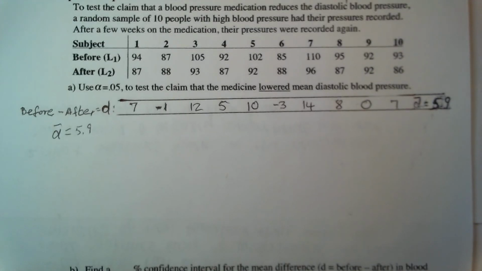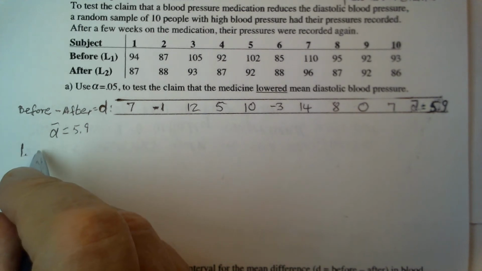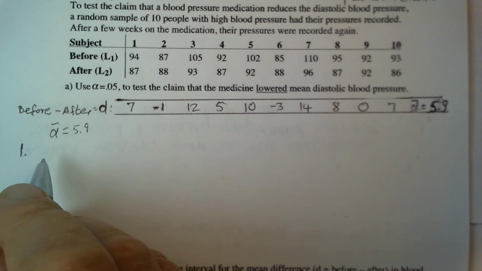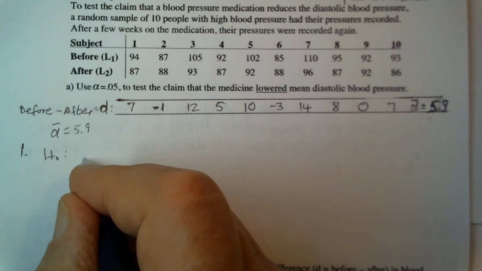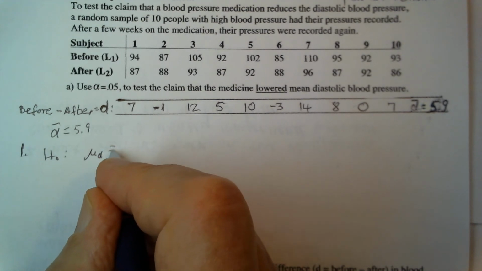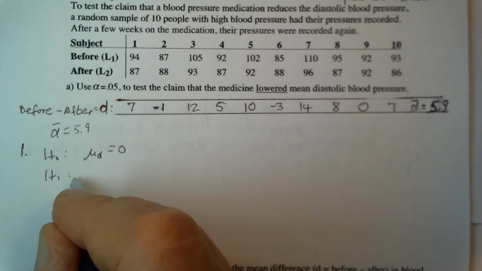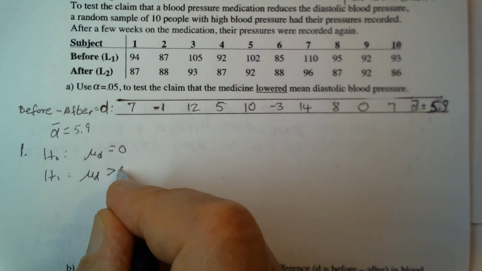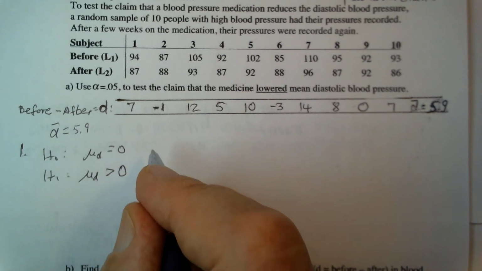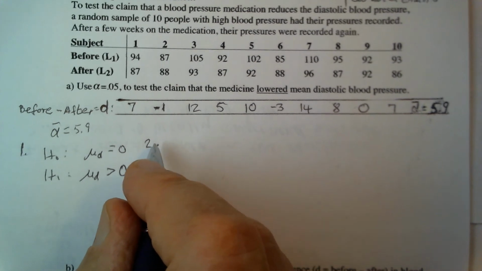So let's write our hypothesis. The claim is that before is greater than after. That means our null hypothesis is that mu sub d equals 0, and the alternative hypothesis is that mu sub d is greater than 0. So we have a right tail distribution. So let's sketch that and put in the critical value.